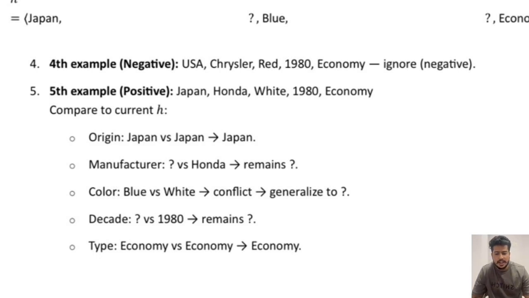Alright, then here are some limitations of Find-S that you can see. It ignores the negative examples, as mentioned earlier. It depends on the ordering of examples. Alright, it only finds a single most specific hypothesis.